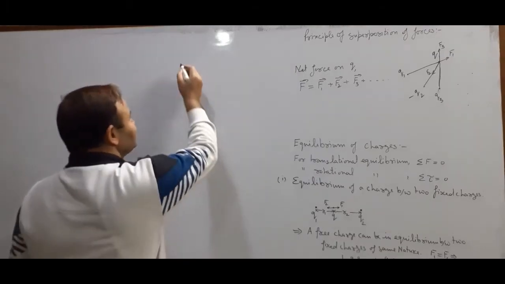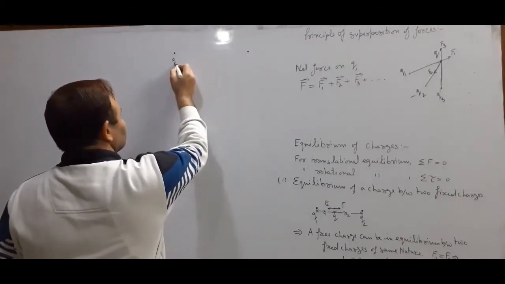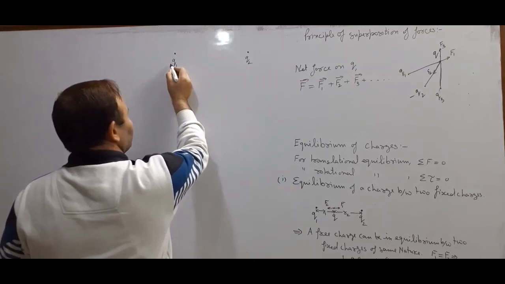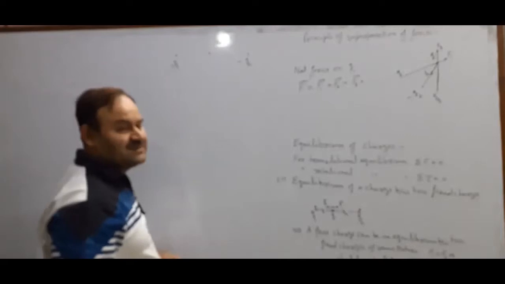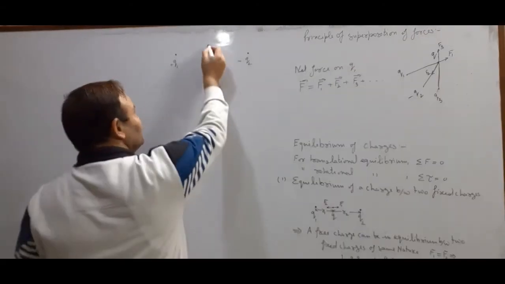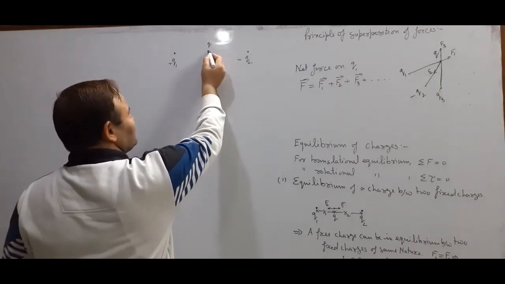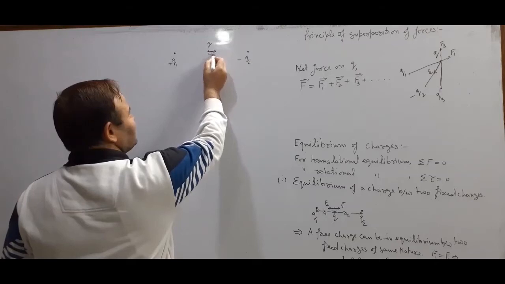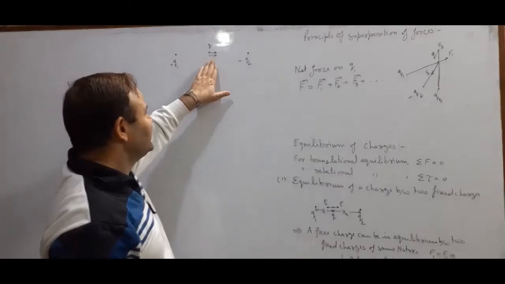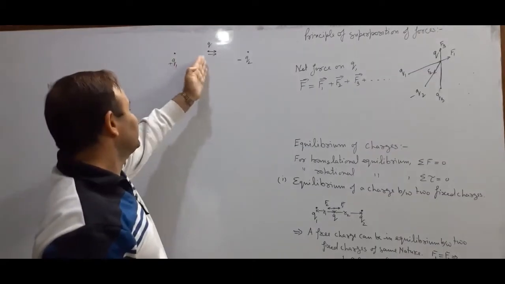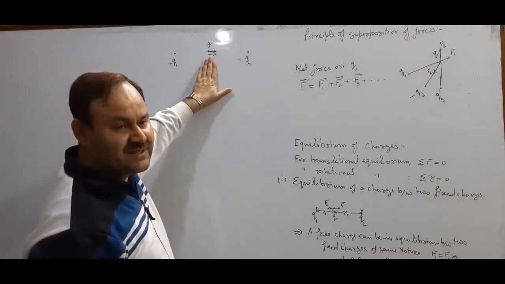If these are the fixed charges Q1 and Q2 and are of opposite nature, then if we place a charge Q, whether positive or negative, it will experience a force. If it is positive, then it will experience both the forces towards the negative charge, and if it is negative, it will experience both the forces towards the positive charge. Hence, Q cannot remain in equilibrium.